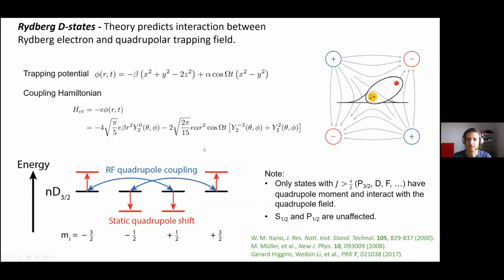Okay. So the RF field now couples, for instance in the D3/2 manifold, the minus 3/2 level with the plus 1/2 level, because there's a delta M equal to 2, and the minus 1/2 level to plus 3/2.